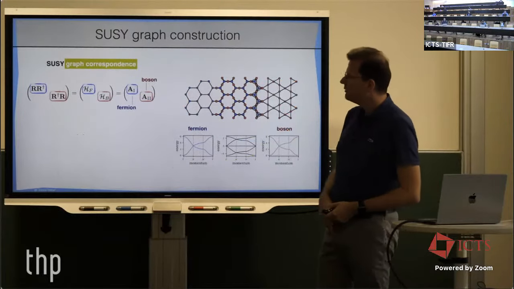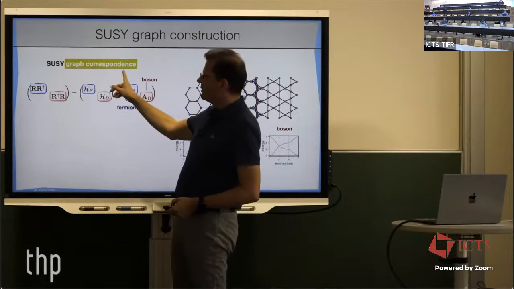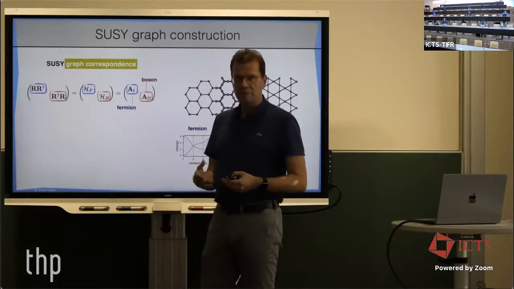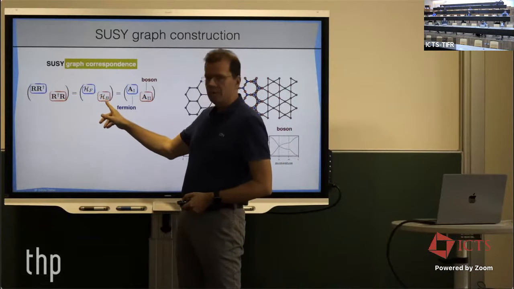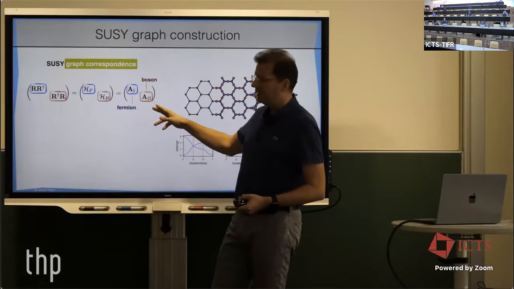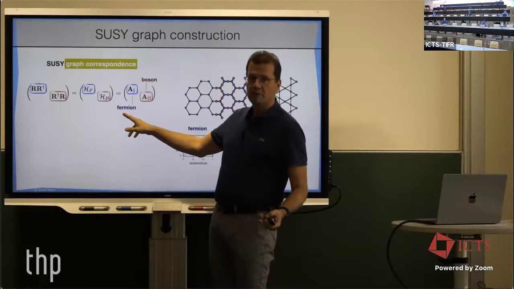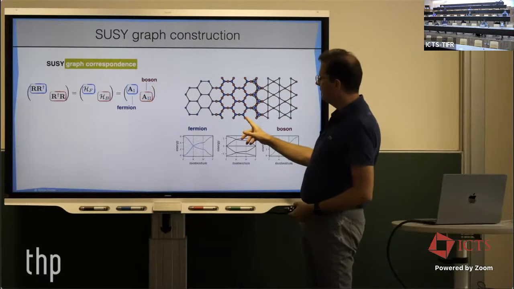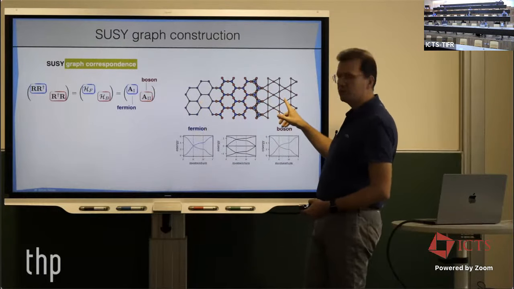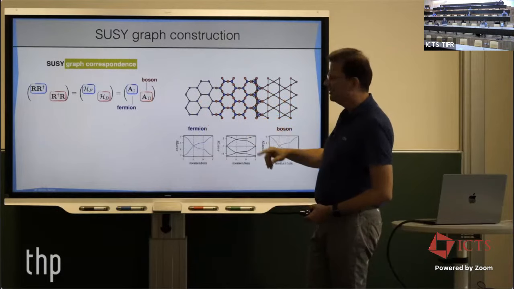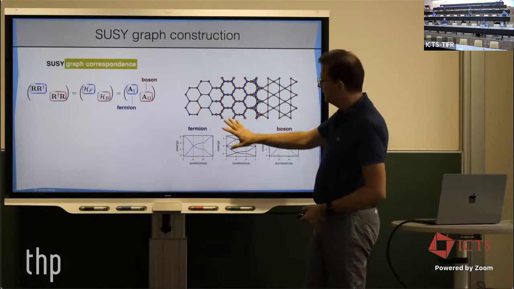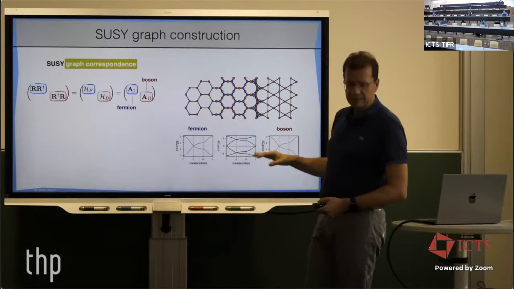So, the supersymmetric graph correspondence that we are talking about is one where the two parts of the supersymmetric Hamiltonian, which you identify with fermions and bosons, now associate with sublattice 1 and sublattice 2 of some graph, which is occupied by fermions and bosons. So, for instance, if I take this graph whose one sublattice is a honeycomb lattice and whose other sublattice is a Kagome lattice, we call this graph the honeycomb X lattice. These are the fermionics. This is the fermionic sublattice. This is the bosonic sublattice.